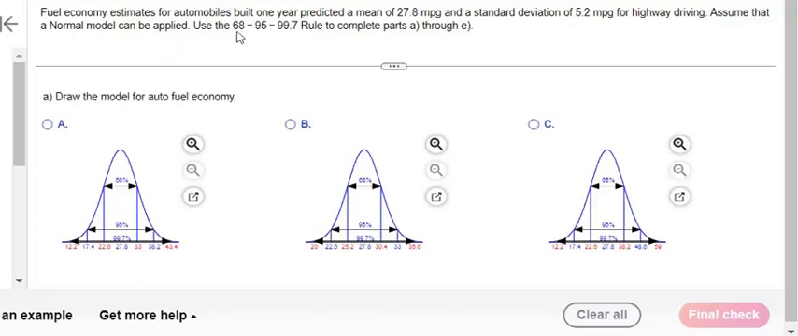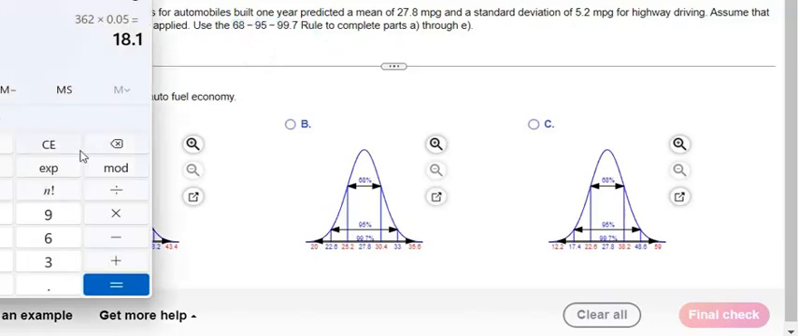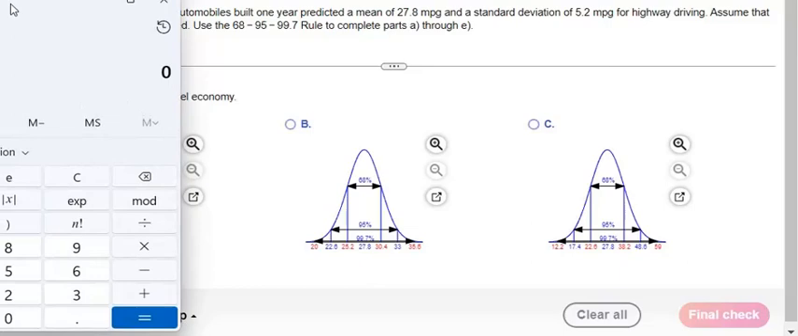Fuel economy estimates for automobiles has a mean of 27.8 miles per gallon, standard deviation of 5.2 miles per gallon. That's for highway. Okay, so we're assuming that the normal model can be applied. And so this rule they're talking about, the empirical rule, means that we should expect 68% of those cars to be between, let's subtract the standard deviation, 22.6 miles per gallon and 33 miles per gallon.